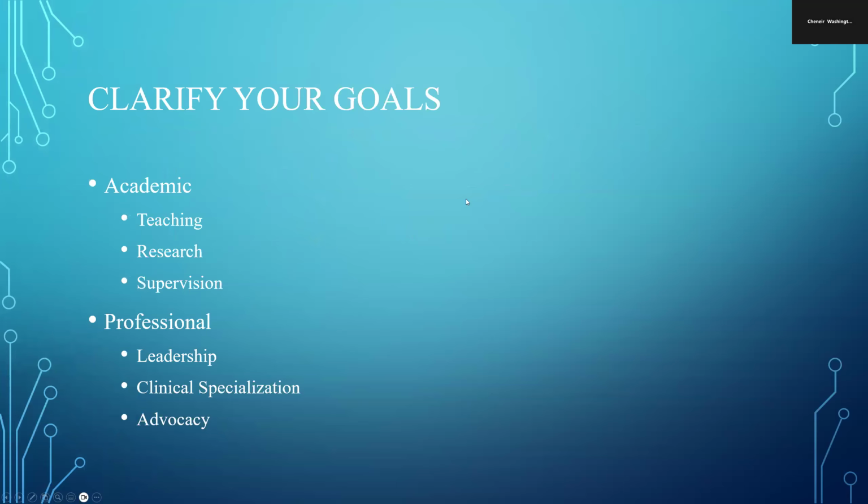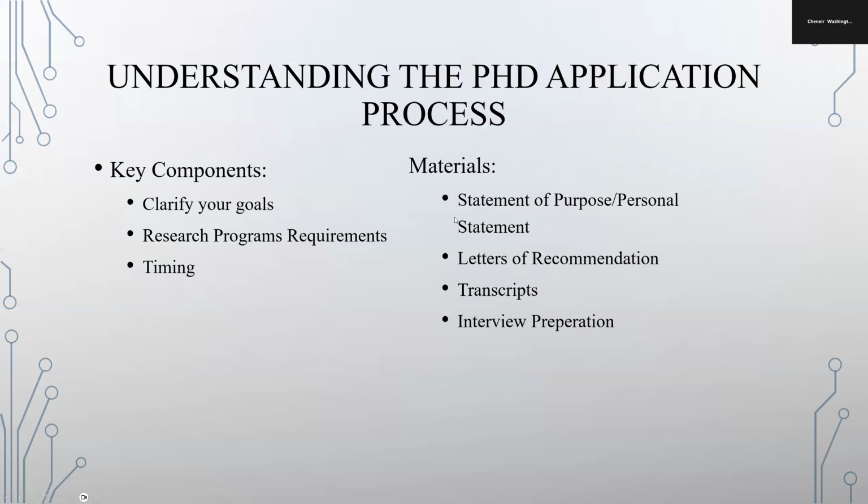All right, so the first thing: understanding the PhD application process. The key components that you need to gather together are to clarify your goals, research programs' requirements, and then the timing of the upcoming application window. For materials, you're looking at a statement of purpose, a personal statement, letters of recommendation, transcripts, and preparing for an interview.